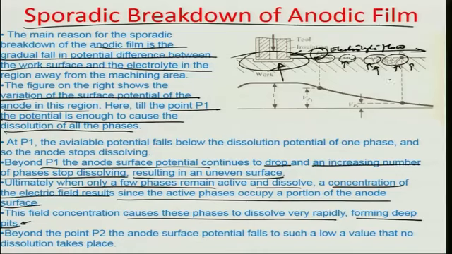Beyond the P2 point, the field is no longer effective. It falls to such a low value that no dissolution takes place, and so immediately around the vicinity of the machined zone there is a formation of sporadic breakdown regions, where small pits are observed at the end of the ECM process.